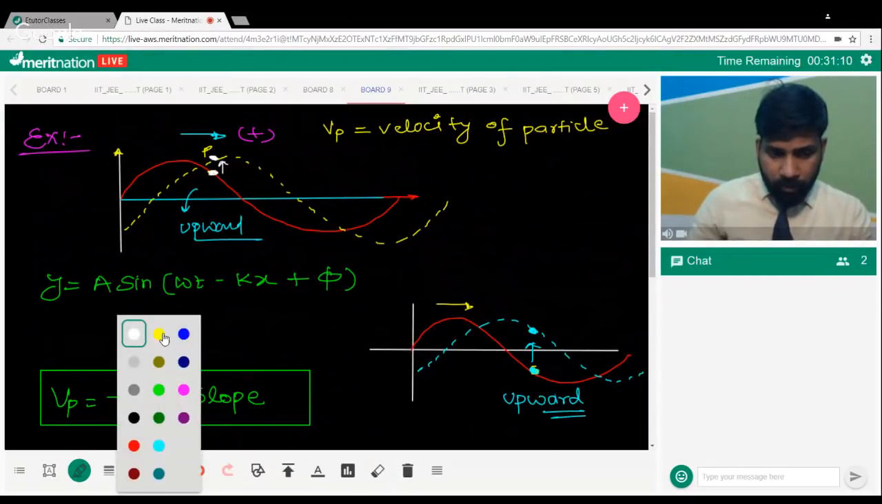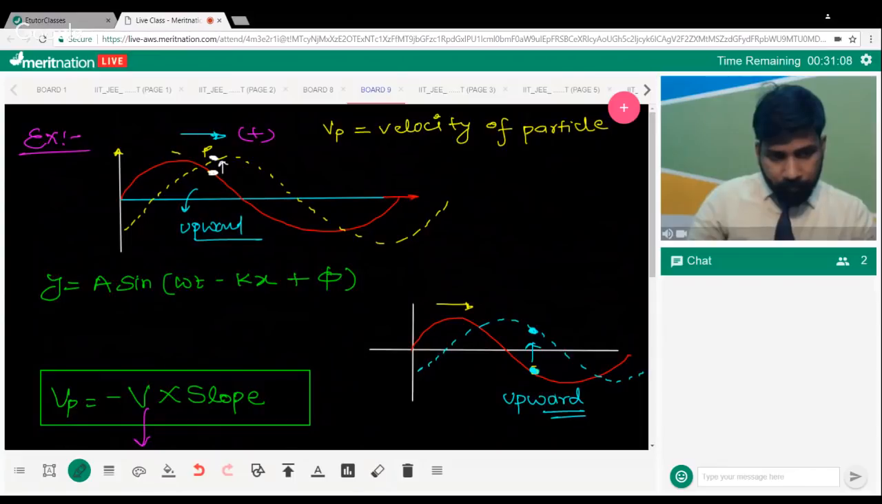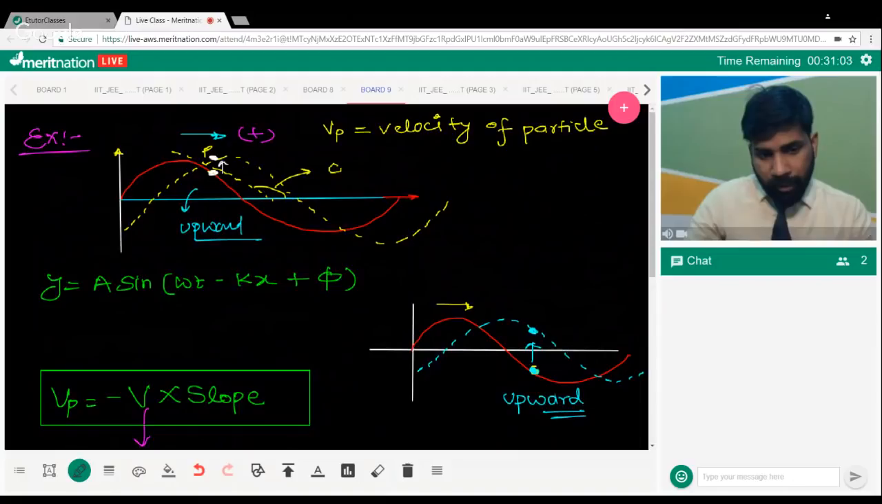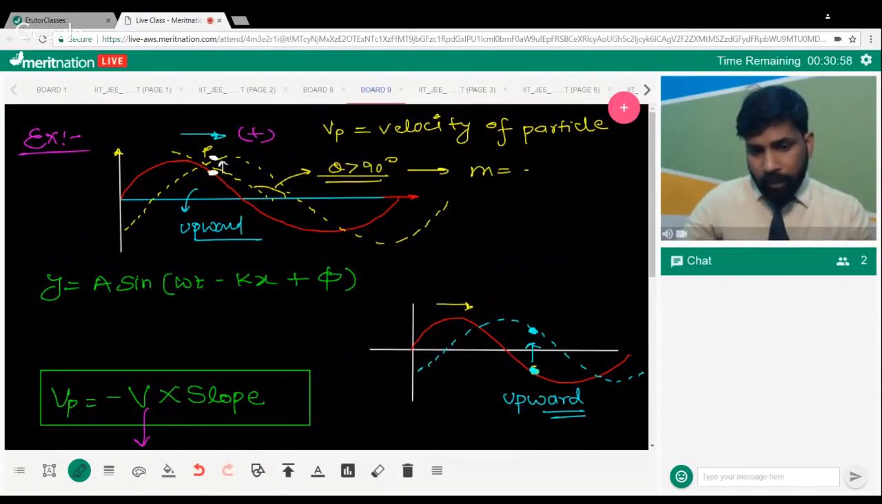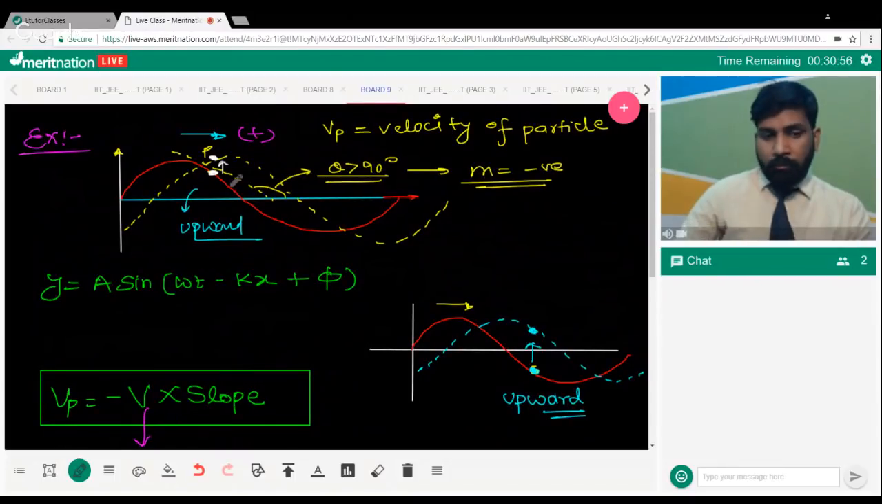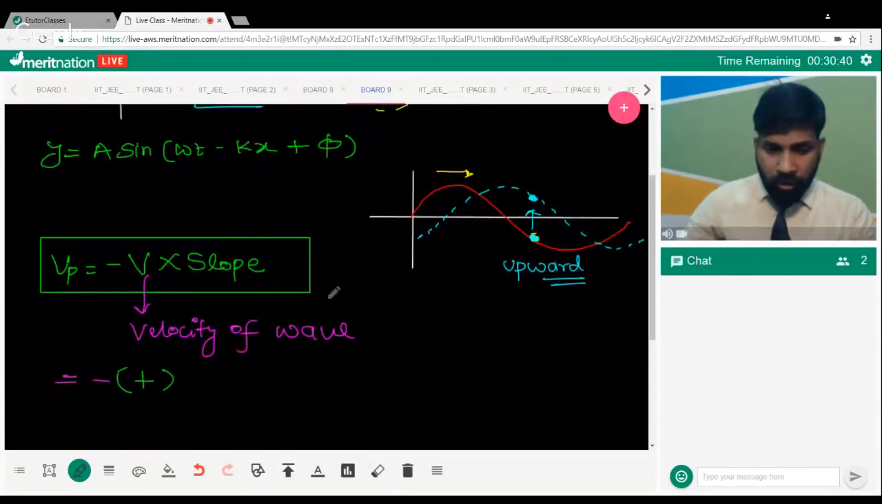to get the slope. Let us draw the tangent here. This tangent is making an angle of more than 90 degrees with the x-axis. More than 90 degrees means the slope is negative, because we drew a tangent at the P point, and that tangent makes an angle of more than 90 degrees with the x-axis. So sin theta will be negative. It means the slope at the P point is negative.